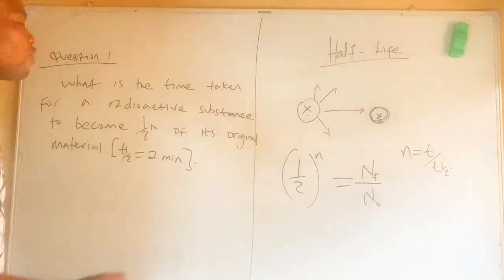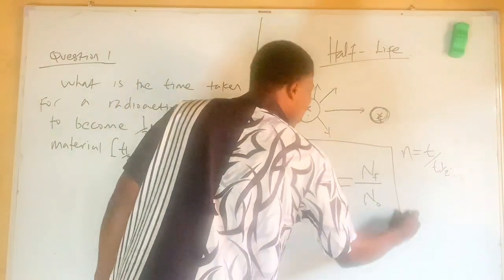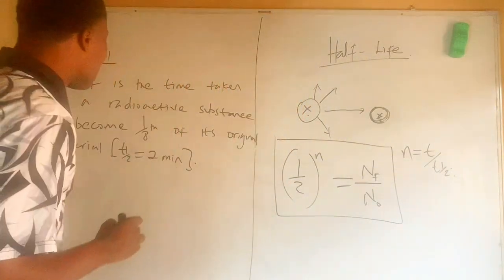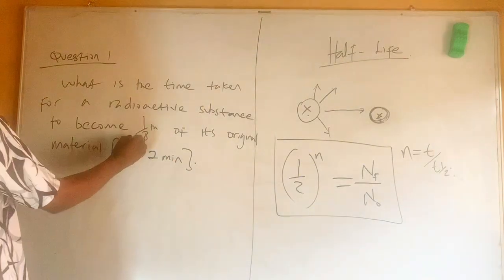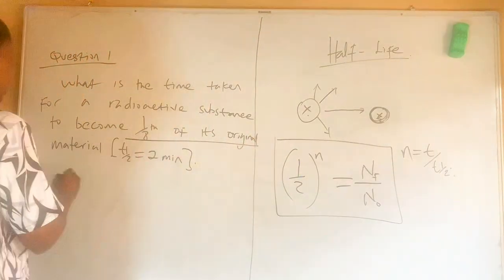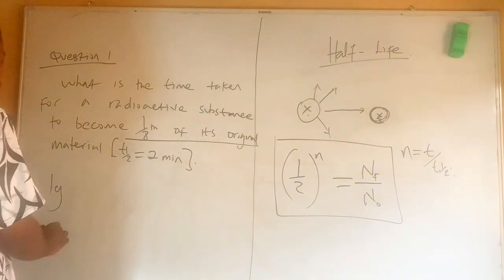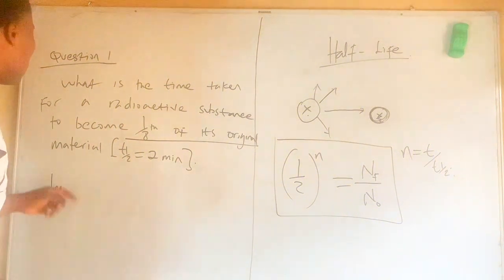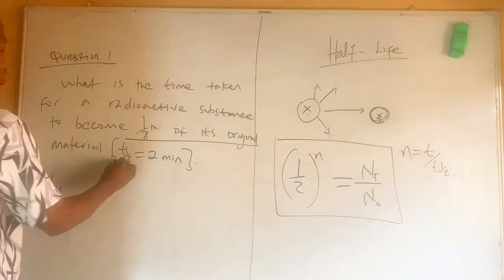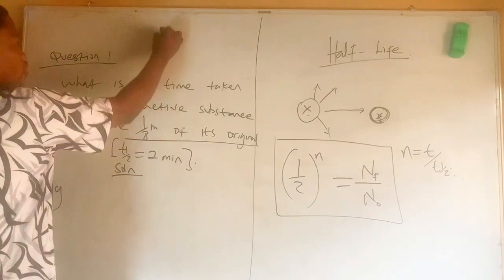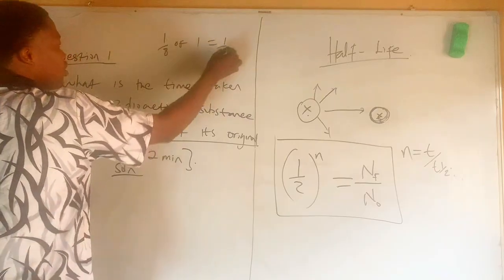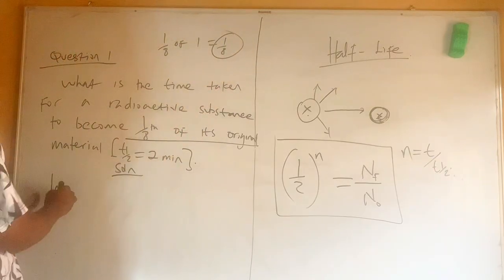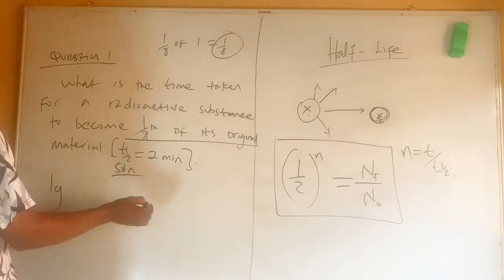There are many ways to solve it. I can use my formula method or I can use the normal calculation method. For instance, 1/8 of the original size. Let's assume the original size of the substance was 1 gram. At what time will it become 1/8 of 1 gram? So 1/8 of 1 is equal to 1/8.